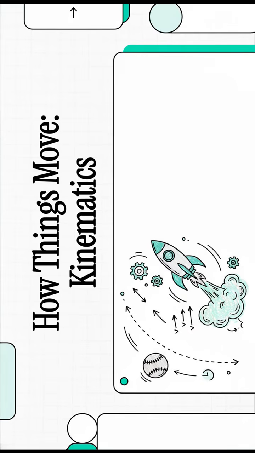Have you ever wondered how they calculate a home run's distance before the ball even lands? Or how a rocket's path is plotted with just insane accuracy? Well, that's not magic. It's physics. Specifically, it's kinematics, the language of motion. So let's dive in and figure out how to describe the journey of pretty much anything that moves.